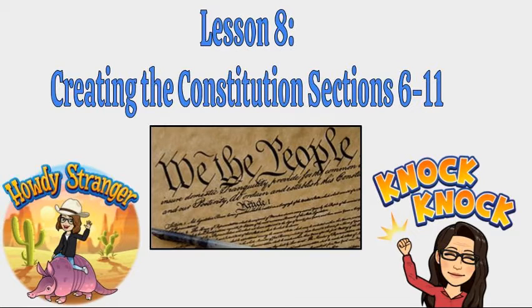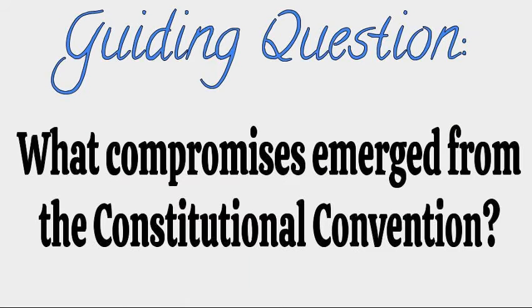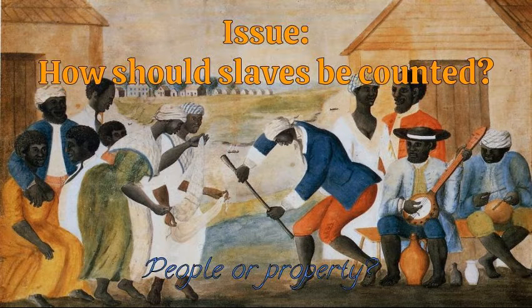We are here with your second podcast for Lesson 8, Creating the Constitution. And we have the same guiding question. What compromises emerged from the Constitutional Convention? We're going to jump right in today, guys, with slavery. And the issue on the table at the Constitutional Convention is how should slaves be counted?